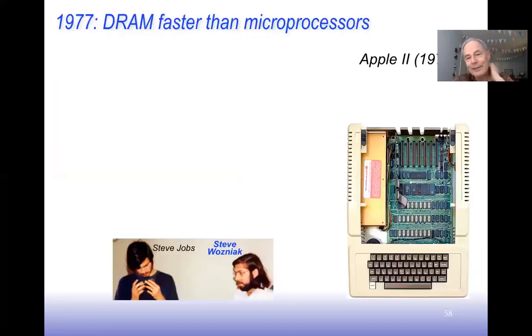So there's a historical perspective to this. If you go back a long time ago to 1977, we were in a situation where DRAM was faster than microprocessors. This was the Apple II computer, the first mass-produced personal computer, from Apple, founded by Steve Jobs and Steve Wozniak. This just shows a picture of that computer.